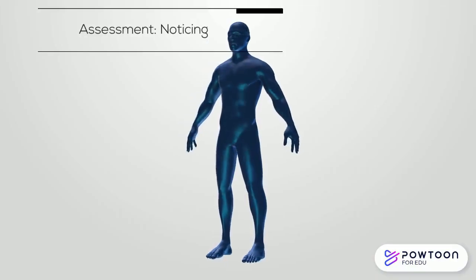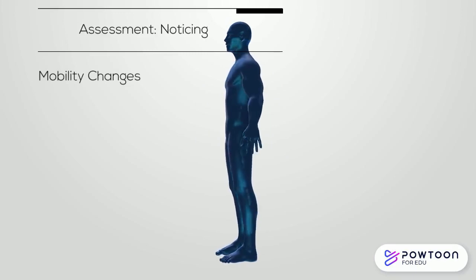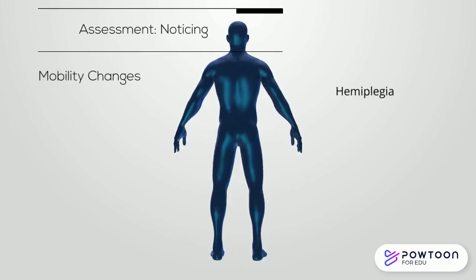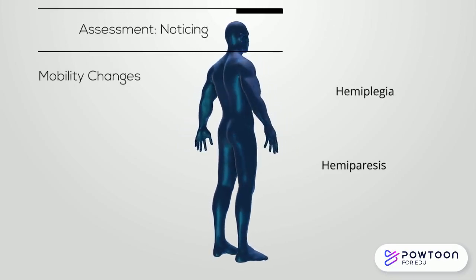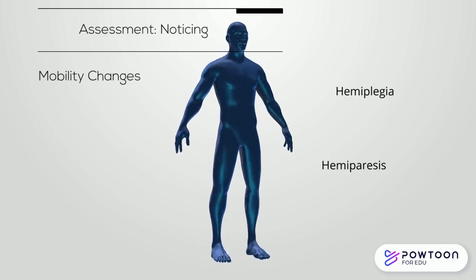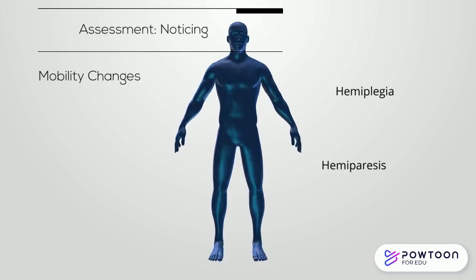It's important to do a thorough mobility assessment to determine where the injury is in the brain. If the injury is in the right side of the brain, you'll typically have effects on the left side of the body. And if it's on the left side of the brain, you're going to have effects on the right side of the body.